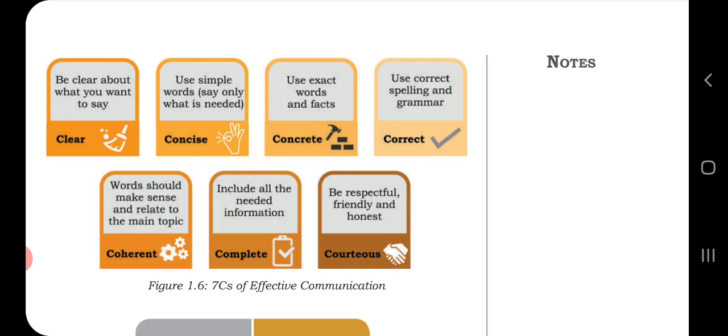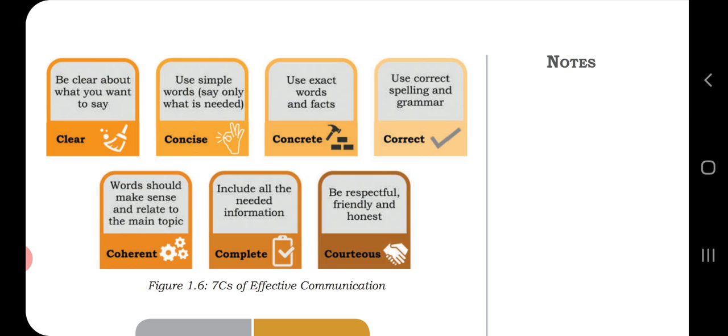I hope you understood what is meant by clear. Be clear about what you want to say. Your choice of words should be appropriate. Your tone of voice should be proper, and you should be audible to the audience, and also your language should be suitable to the people who are listening, to the age of the people.